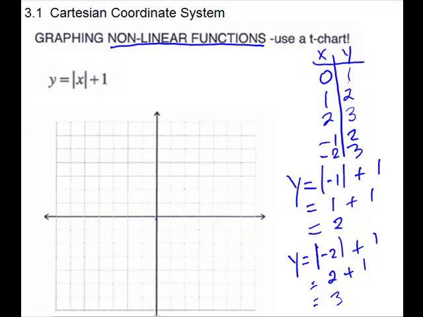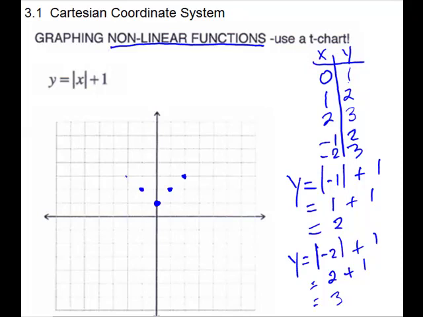So (0, 1). Don't go over, go up 1. Right. (1, 2). So go back to (0, 0). Over 1 and up 2. Right. (2, 3). Go back to (0, 0). Over 2, up 3. Right. And back to (0, 0). Negative 1, 2. And back to (0, 0).